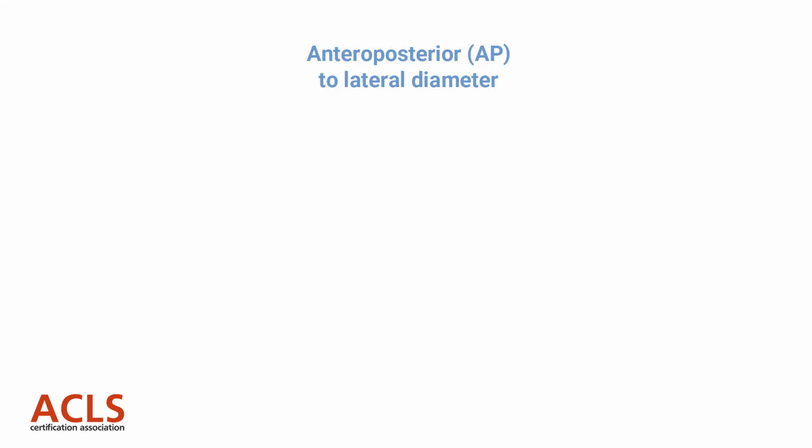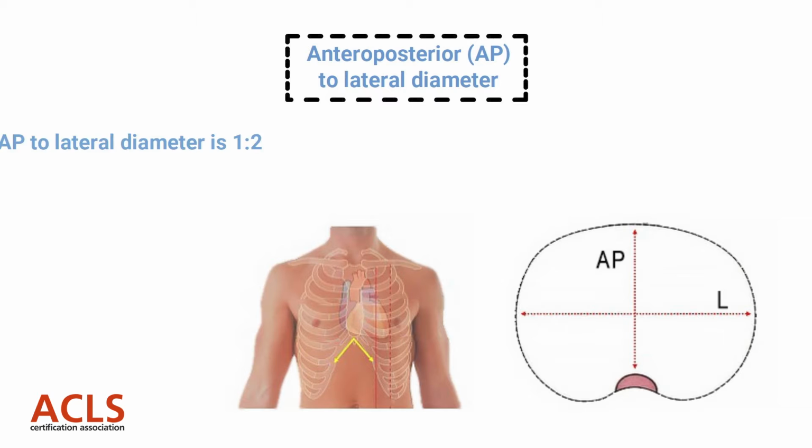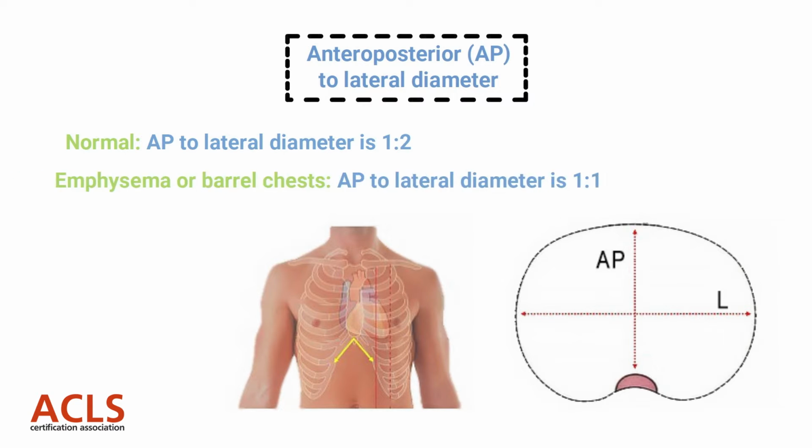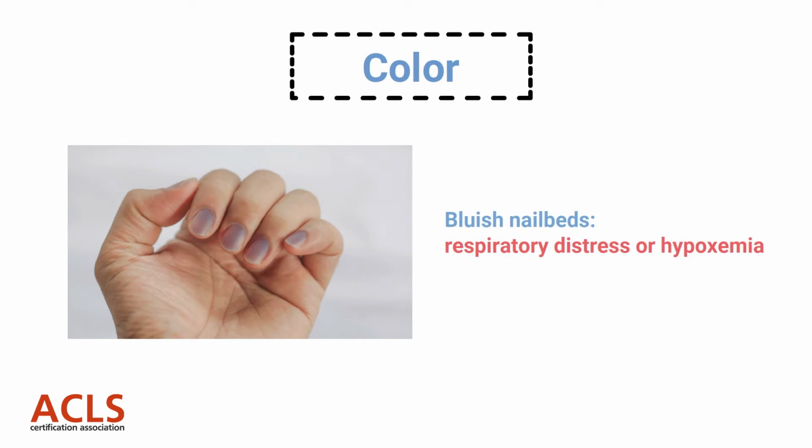AP to lateral diameter. AP is anterior to posterior and lateral is from here to here. Normally, your AP to lateral diameter is 1 to 2, but in a certain type of patient, your AP to lateral diameter, or your chest diameter, some people will call it, is 1 to 1. And those are emphysema patients or our patients with what we call barrel chests. Color. Do they have a good color, or are their nail beds kind of bluish? Those are signs of respiratory distress, of hypoxemia.